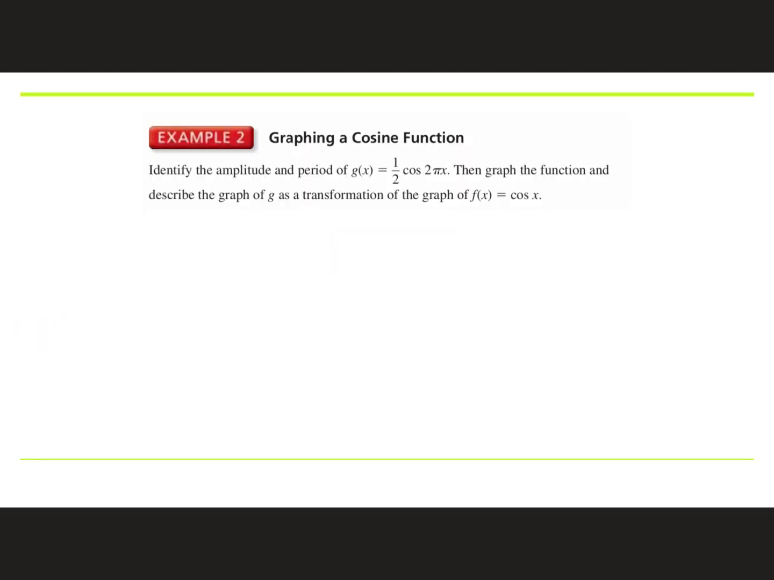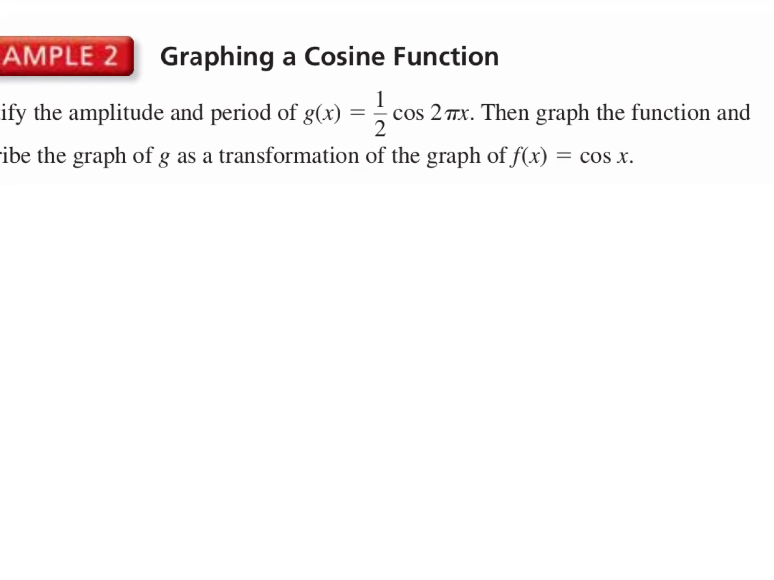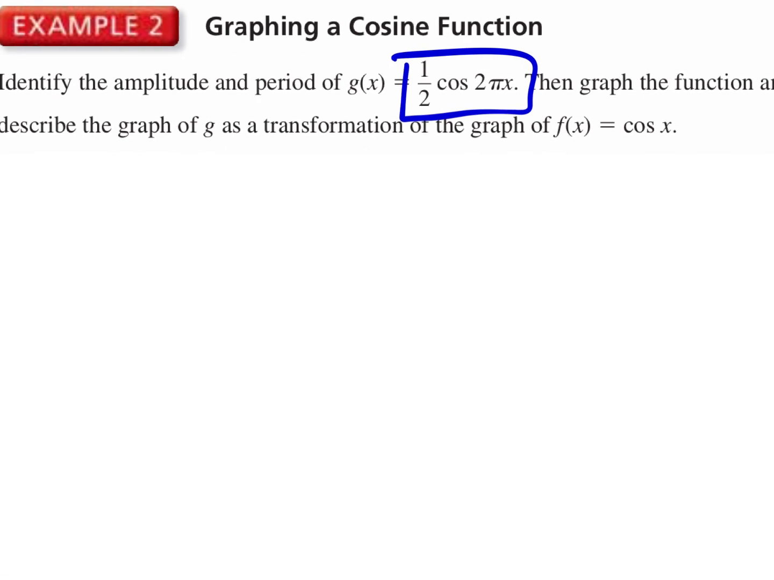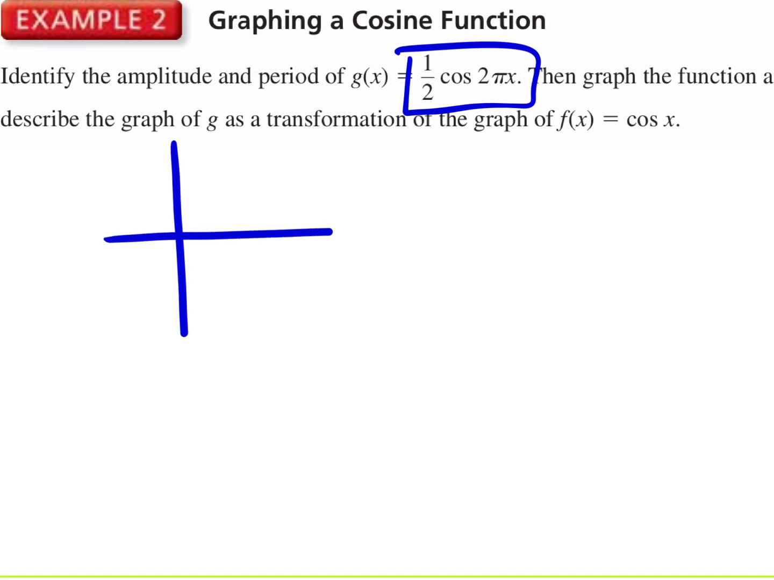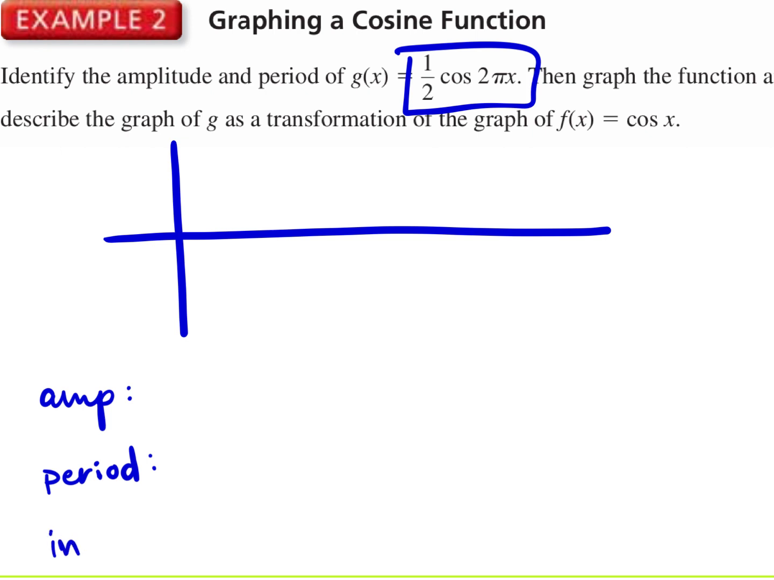All right, let's graph cosine next. So we're graphing 1/2 cosine 2 pi x. So I'm going to draw my graph here. I need to know the amplitude, the period, and the increments.